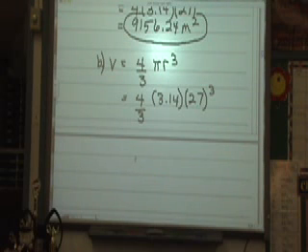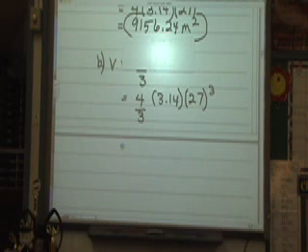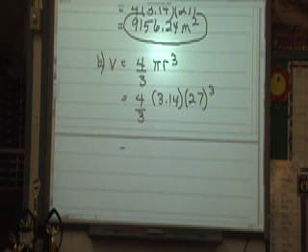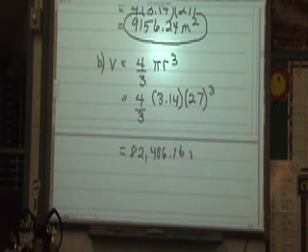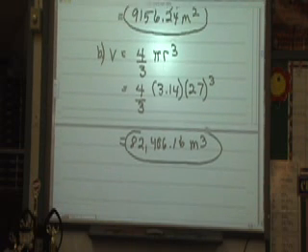Elizabeth? 82,406.16. Very good. 82,406.16 meters what? Cubed. And the last problem, you have two parts for that one also.